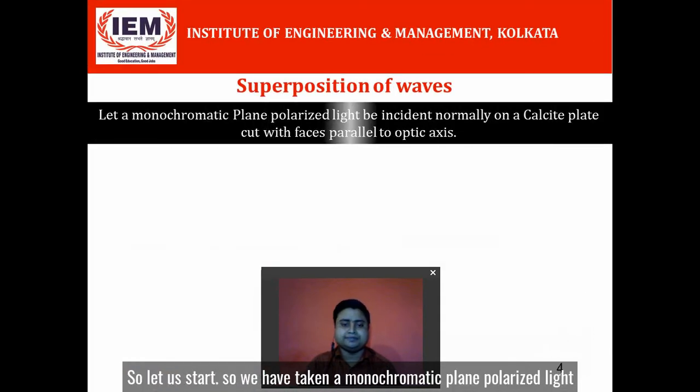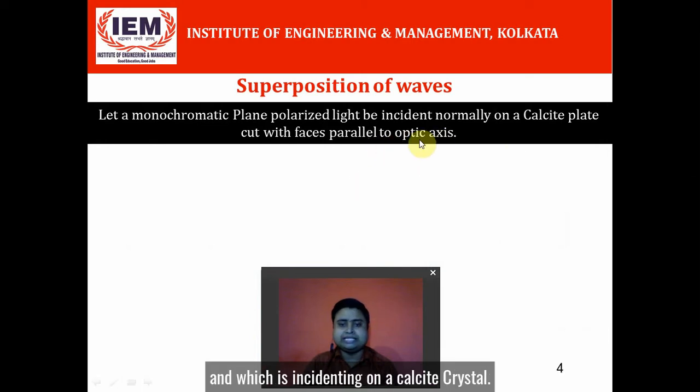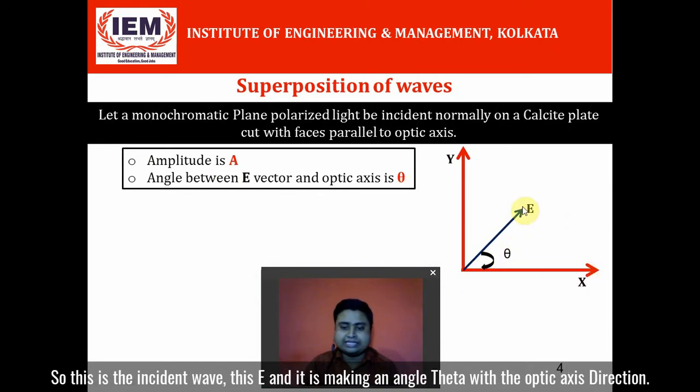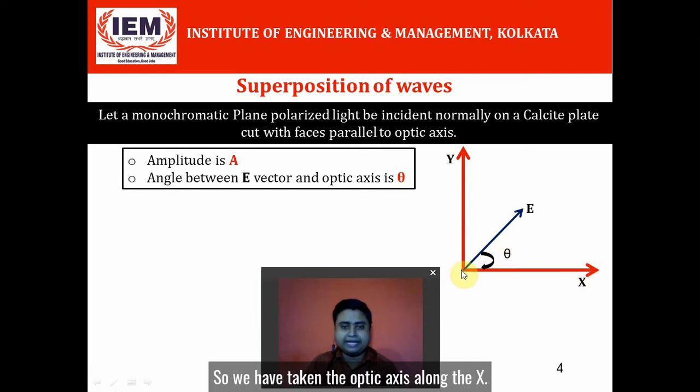So let us start. We have taken a monochromatic plane polarized light which is incident on a calcite crystal. We have taken the amplitude to be A and it is making an angle theta with the optic axis. This is the incident wave E, and it is making an angle theta with the optic axis direction. We have taken the optic axis along the x.